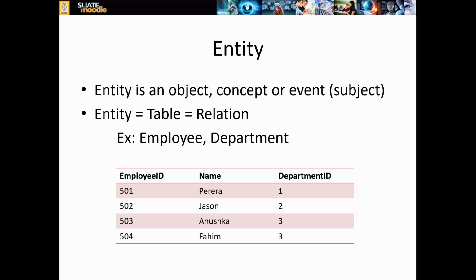This entity represents an employee. It contains data about employee ID, employee name, and the department ID. When we consider the concept of an entity, an entity of a database model is a logical construct. That means the employee entity is what we would really think of as an employee.